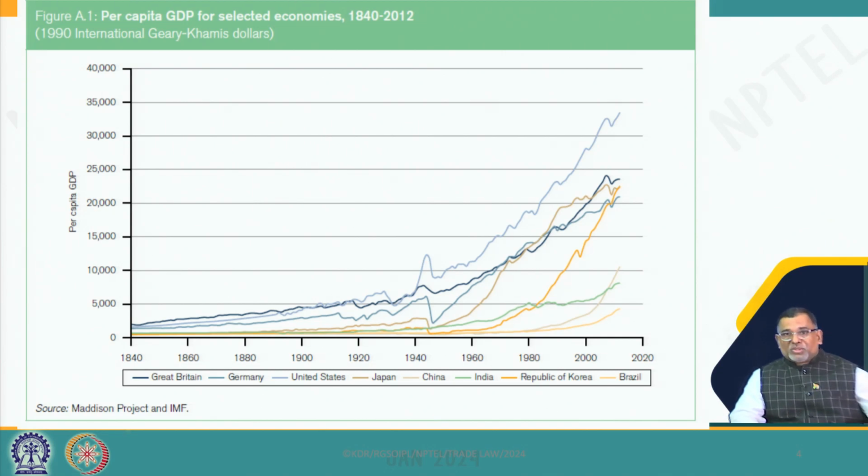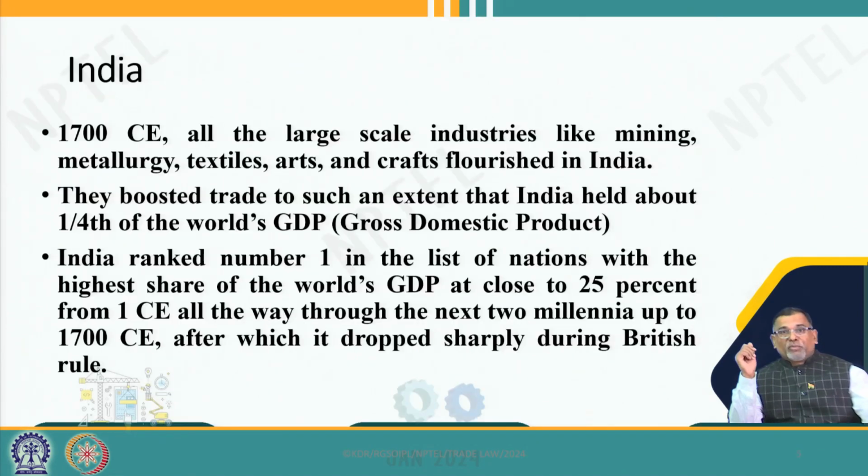This graph very clearly shows the development in the 19th and 20th centuries in these countries, especially the important developed countries like Great Britain, Germany, the United States, and even a once very poor country like Korea. We are talking about South Korea, which has now become a developed country. Once upon a time there were very poor countries, and because of economic growth and world trade they became rich countries.